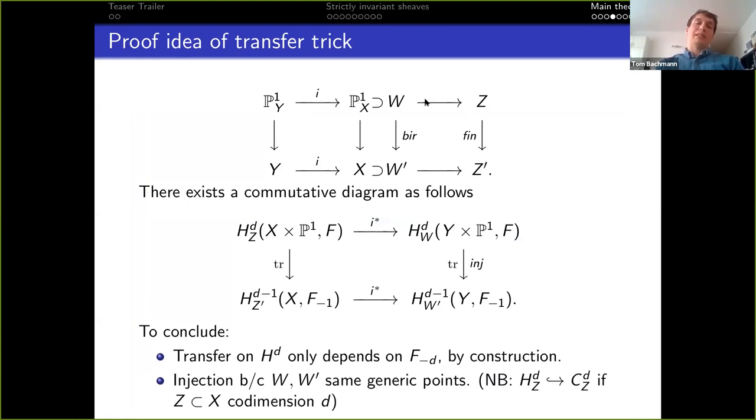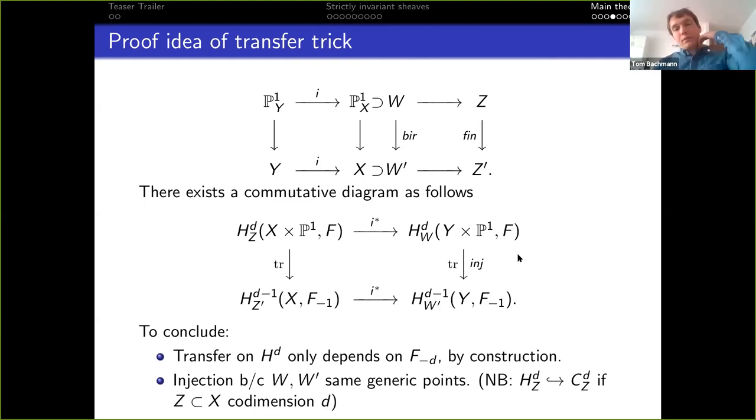And then I had some support data associated with this whole thing, right? So I have w inside p1 over y, I have z inside p1 over x, and then I have their images w prime and z prime, and this map here was supposed to be birational, this map here was supposed to be finite. And so this one's also finite.